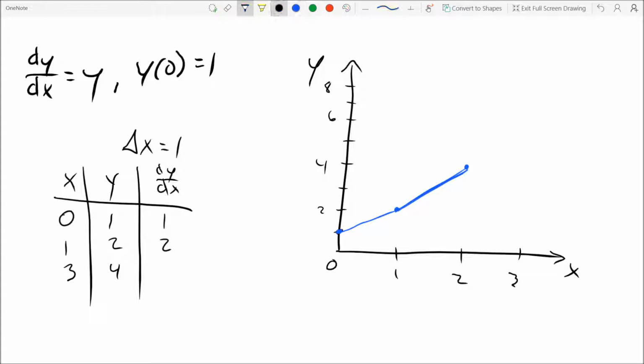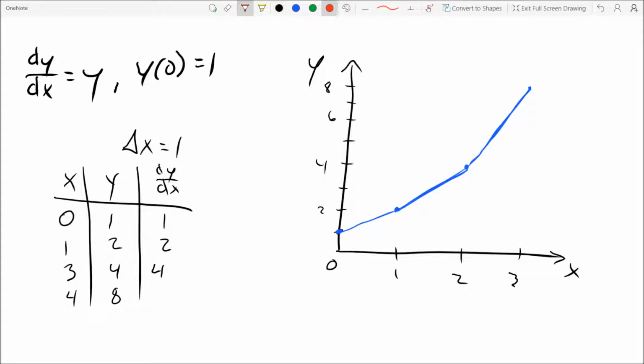Now our slope is 4, and so our next x is going to be at 4, and the next y value is going to be our original y value of 4, plus the change for moving over 1 in x with the slope of 4, which is going to be 8. And so we get up to here, and this is our next estimate.